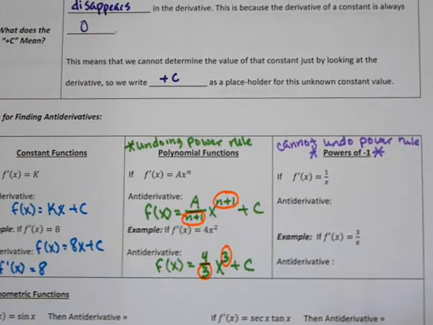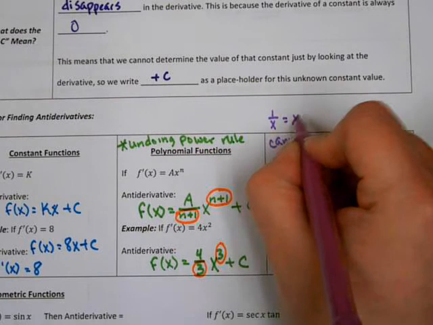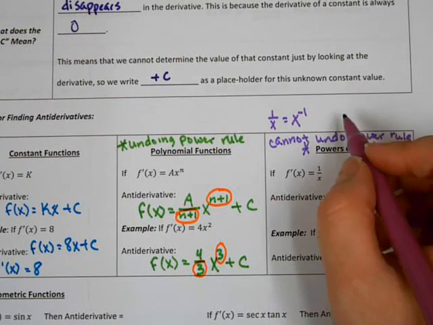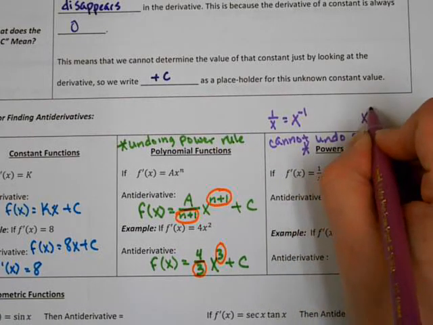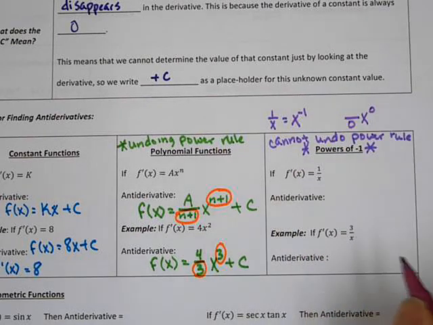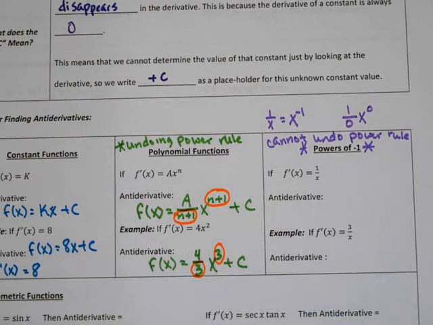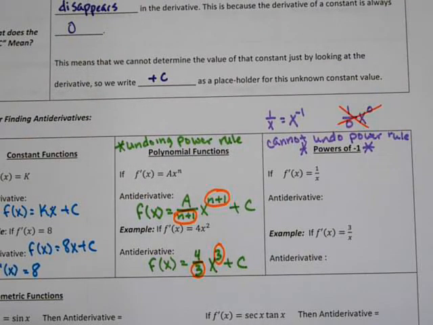A lot of students look at this and they go, oh, well, 1 over x is the same as x to the -1. So if I want to undo the power rule, then that means I would have to add 1 to my exponent, and I would get x to the power of 0, and I would have to divide by my new exponent, which is 0. And we know that that's not allowed. We can't do that because we're not allowed to divide by 0.